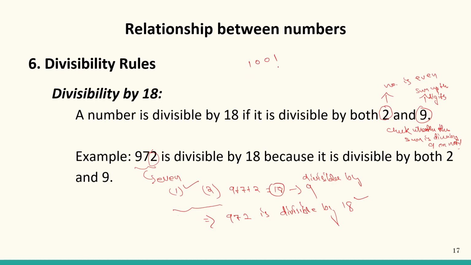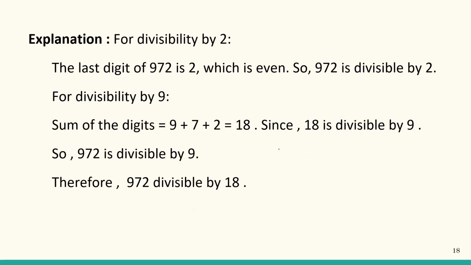Okay, so you can sum this up: 1 plus 0 plus 0 plus 1 is equal to 2. This is not divisible by 9. So what you can imply is that it is not divisible by 9.